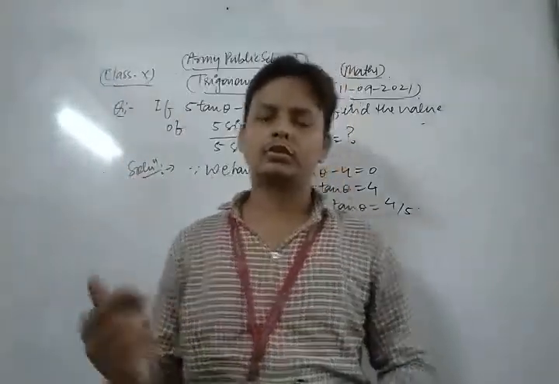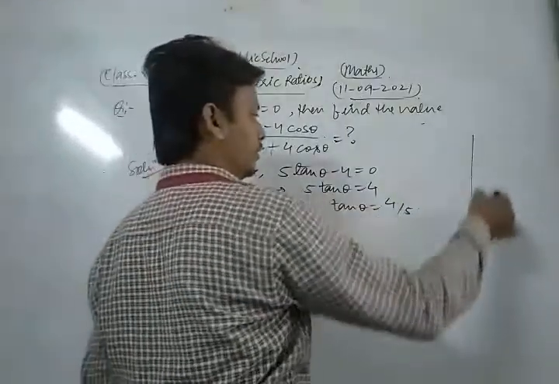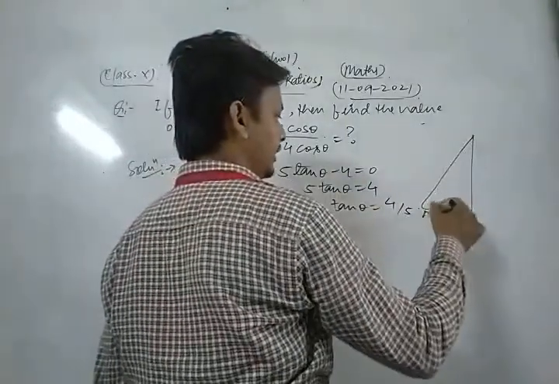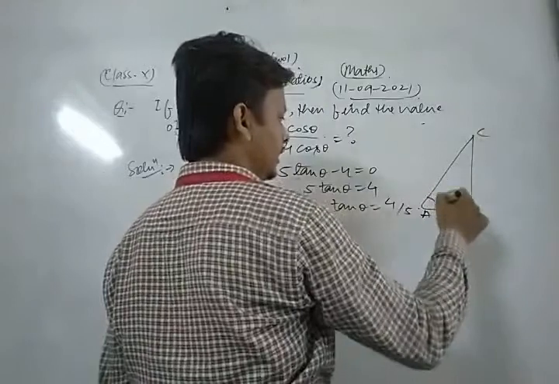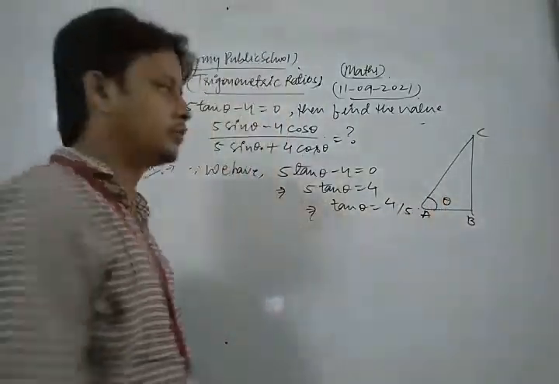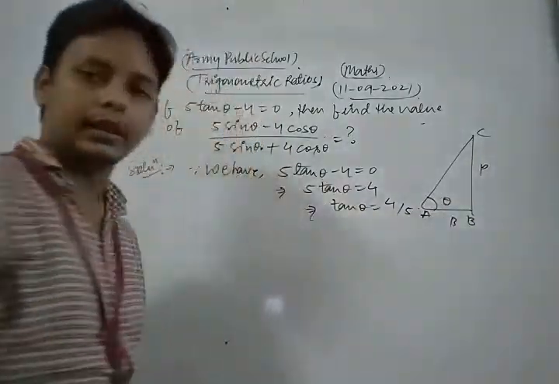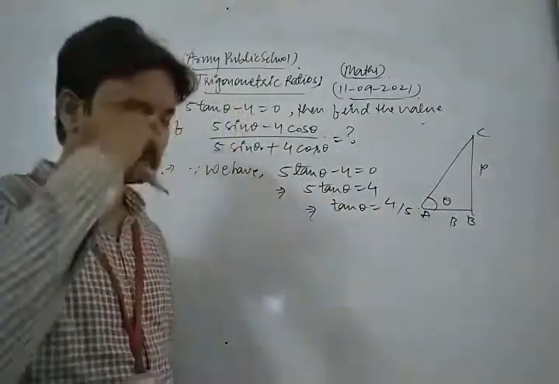First, by making a right angle triangle: you take a right angle triangle, mark this angle theta, and you know that tan theta is equal to perpendicular upon base. In this way you can solve that question. But what is another method to solve that question?